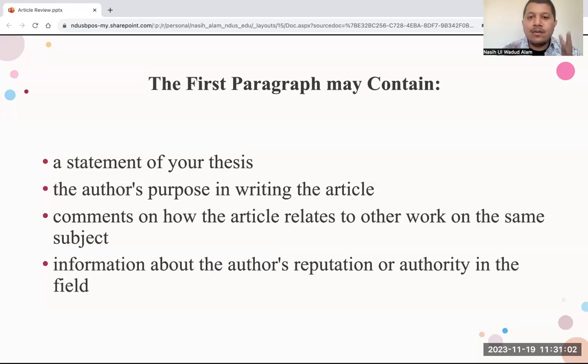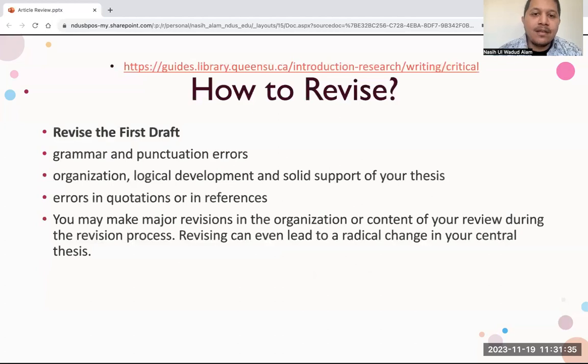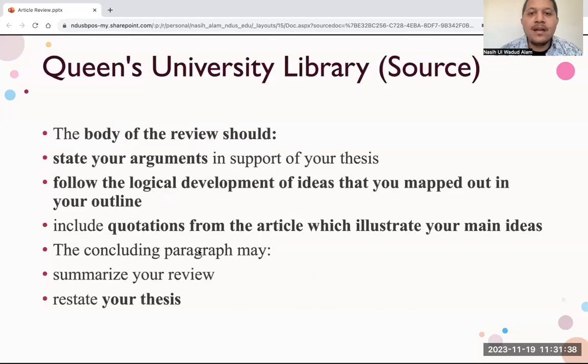So that's what you have to write in your first paragraph: clearly state the thesis argument of your paper or the topic you want to work on from the article. Then talk about the writer's purpose, how the writer is describing his situation, the relevance of the topic, how it is discussed by other writers, and whether the writer is credible. You can state all these facts in your first paragraph. Then in your second paragraph, you can write about the arguments that the writer makes in support of your thesis.